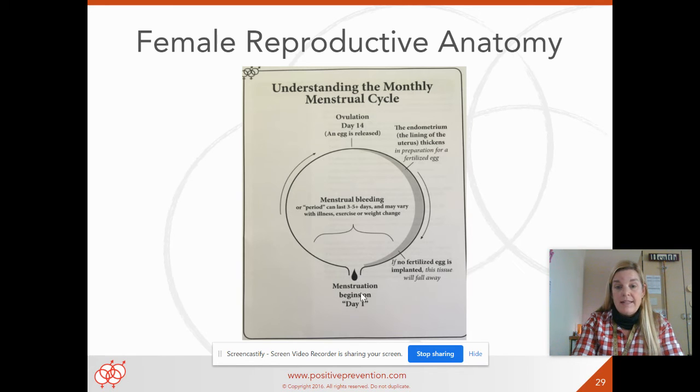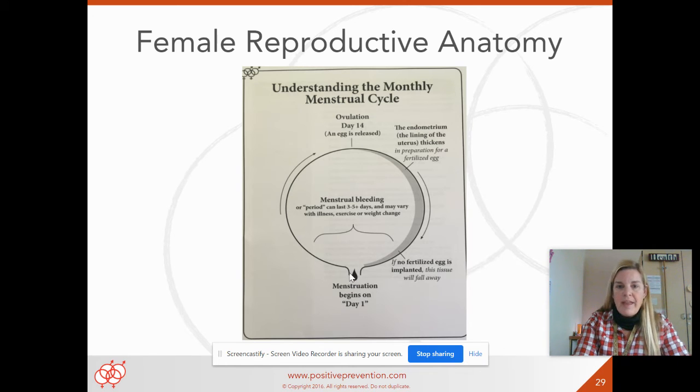So day 1, it says menstruation begins day 1. Menstrual bleeding or having your period. It can last 3 to 5 days. It might vary with illness, with exercise, with weight change, with traveling, especially with traveling between extremely different time zones. So there are some things that can affect that, but on average, we're going to say it's going to last about 5 days. Right, so that's day 1.